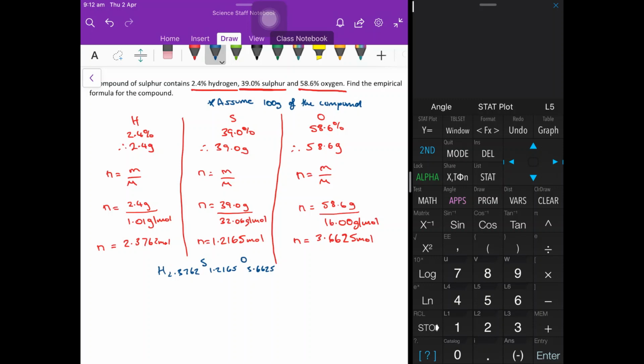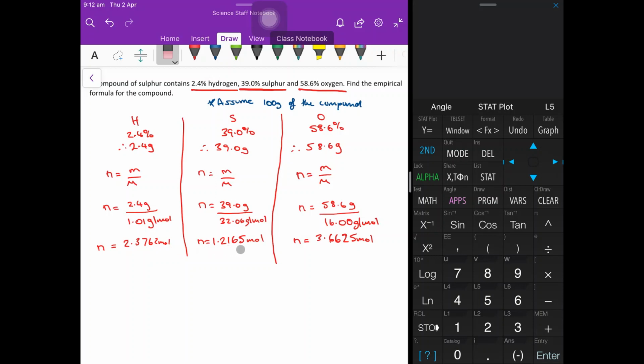Now, hopefully we all know that we can't write chemical formulas like that. We can't have 2.3762 atoms of hydrogen, we can't have 1.2165 atoms of sulfur, and we can't have this number of oxygens. So that's not right at all. What we need to do is get these values to a whole number. And to get these to a whole number, we're going to divide each of them by the smallest value.